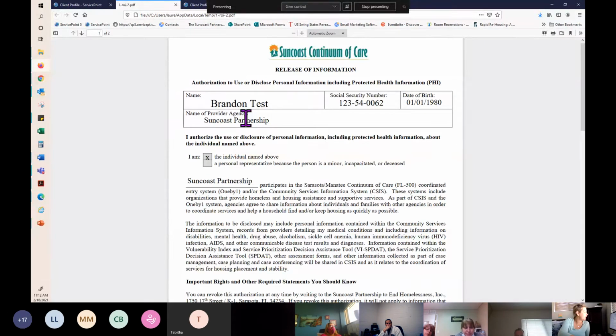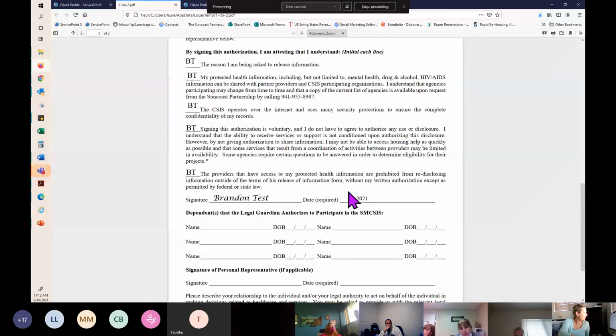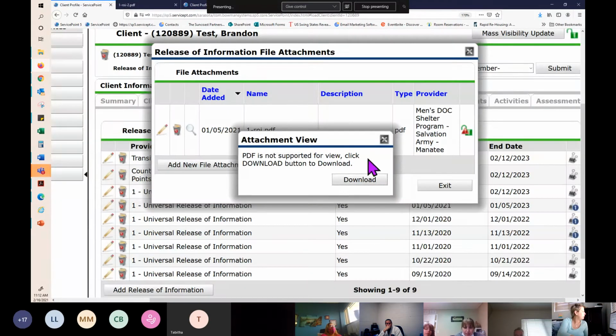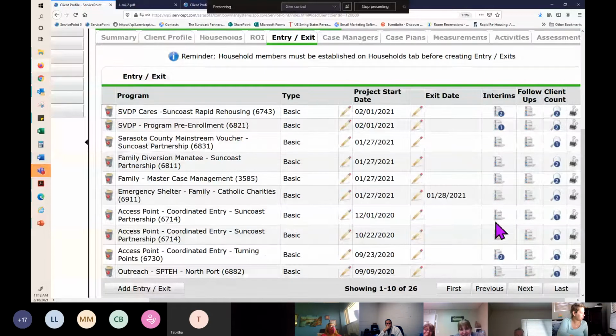So we see that Brandon signed this. He's agreeing to share all of his information, and we're within that time frame. Okay. Entry exit. Same thing. Brandon's in a lot of projects. He's double dipping everywhere. I don't know what's going on with Brandon.